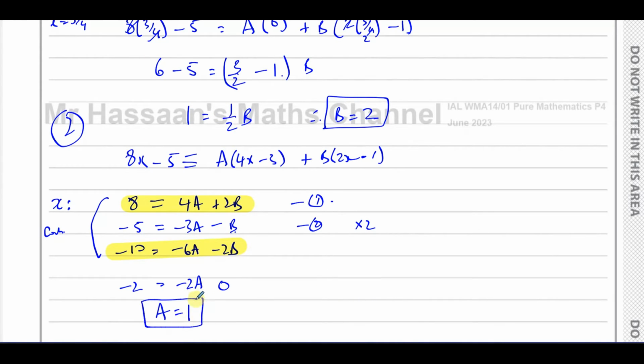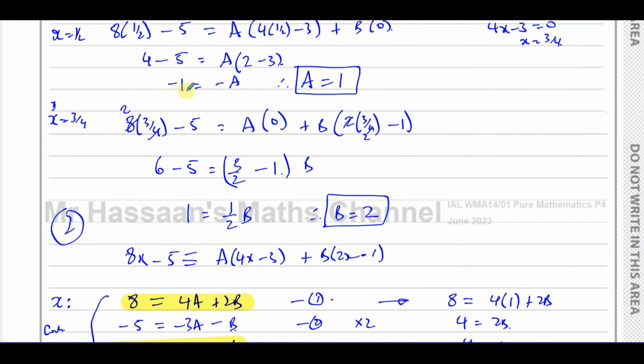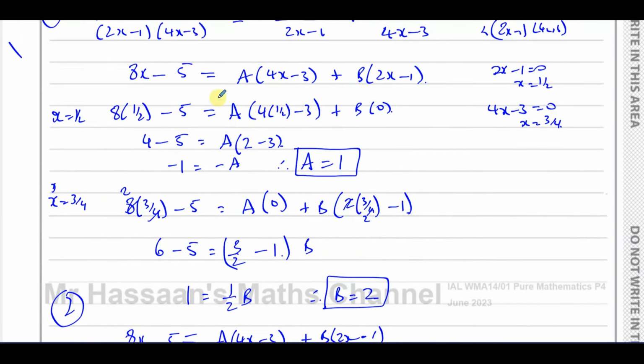And then we can put that into one of these equations. For example, we can say 8 equals 4 times 1 plus 2b. So 8 minus 4 is 4 equals 2b. So 4 divided by 2 equals b. So b is equal to 2. So whichever way you want to do it, comparing coefficients or substituting values which eliminate one of the letters by making the brackets multiply into 0, perfectly fine.